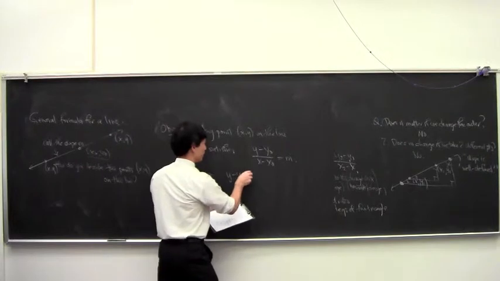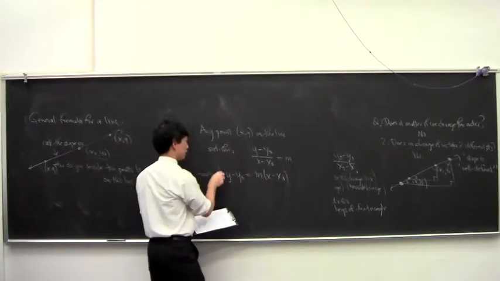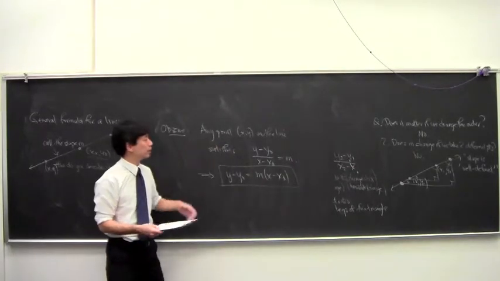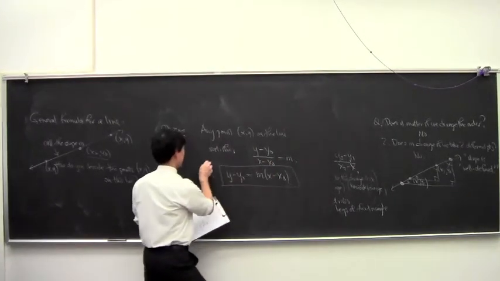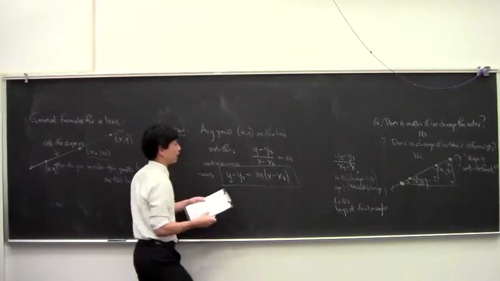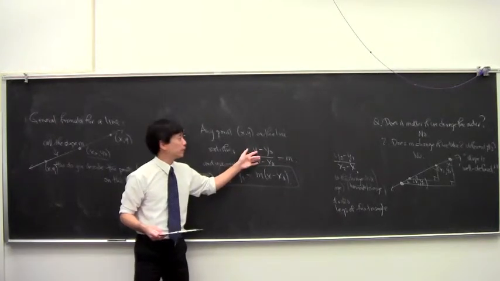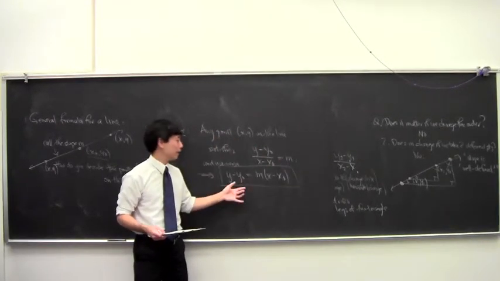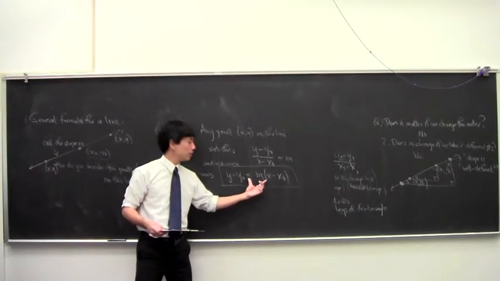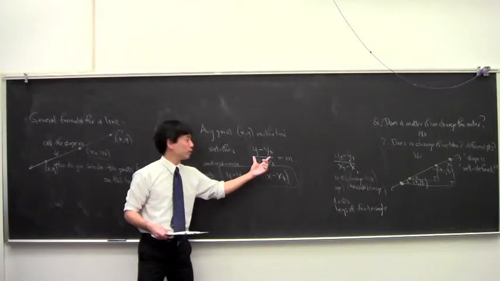One multiplies through and gets this thing. And vice versa, if the point satisfies this relation, then it's also going to lie on the line. And so this gives you a description of the line. This is the equation of the line.